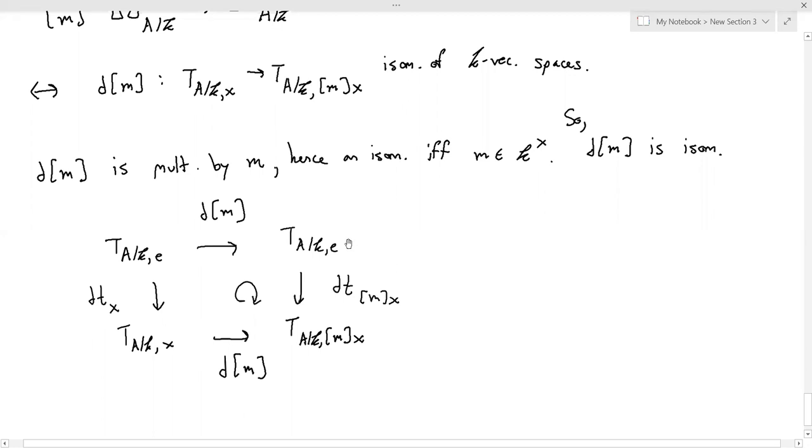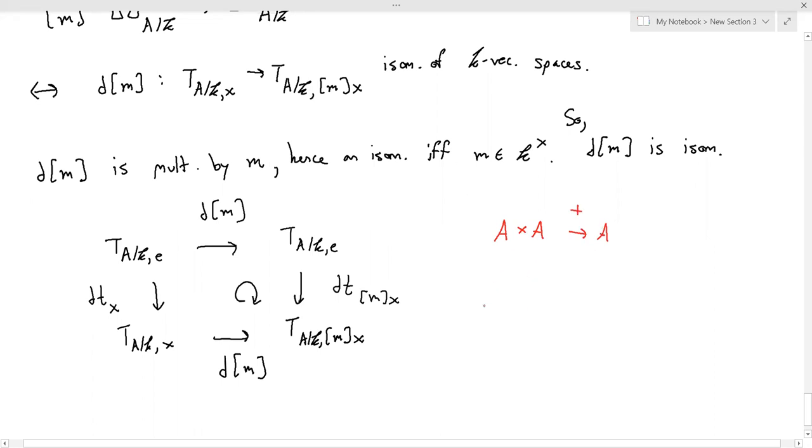Okay. Yeah, Zach, why is that multiplication by m? So I guess this is really more of a result about commutative group schemes in general. On a general commutative group scheme, you have addition. Let me do this in red. I'm just going to use A. So we have A cross A mapping to A by plus.